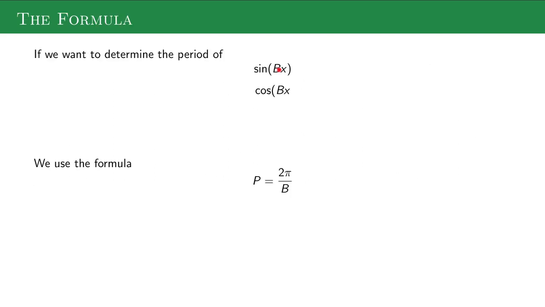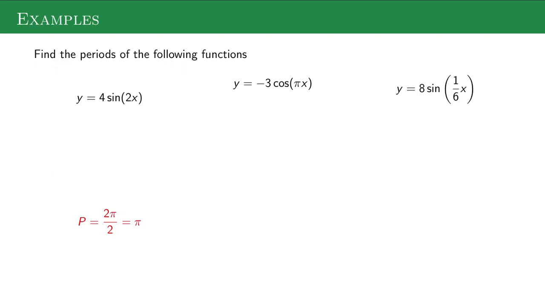All right, so if we have sine of bx or cosine of bx, the period is going to be the original period 2 pi, and then you divide it by that number next to the x. So if we look at these examples, what are the periods of these functions?